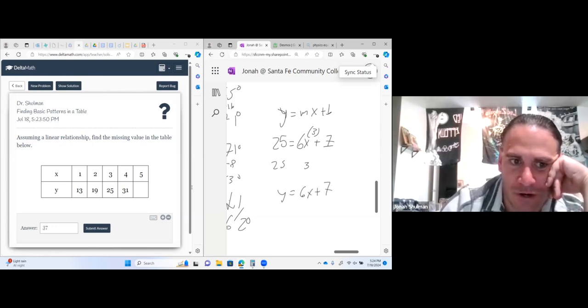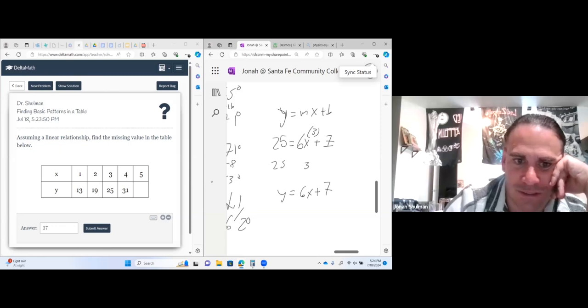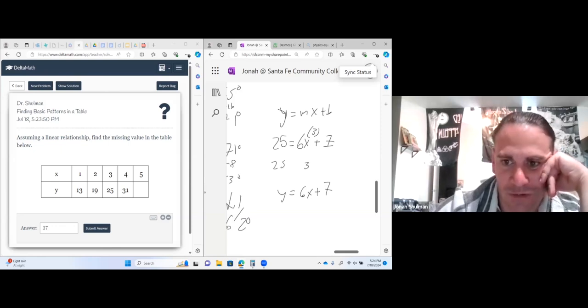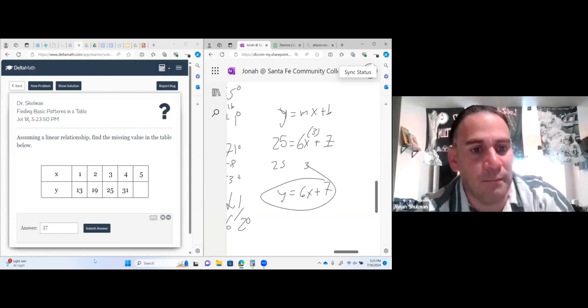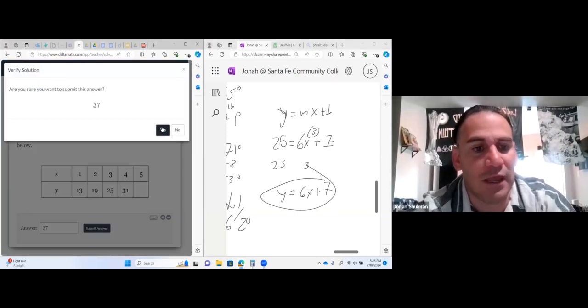Let's try the first one. 6 and 6 plus 7. Yeah, it works. 2, 12 plus 7. Yeah, there's the equation. So this is the equation of the line we just made. Based on this, everything will work.